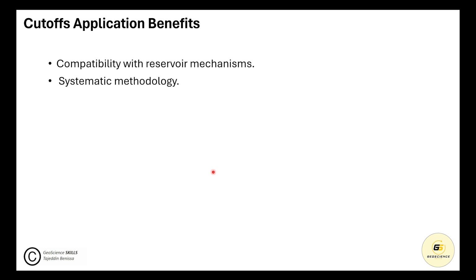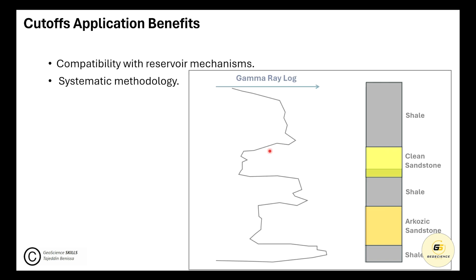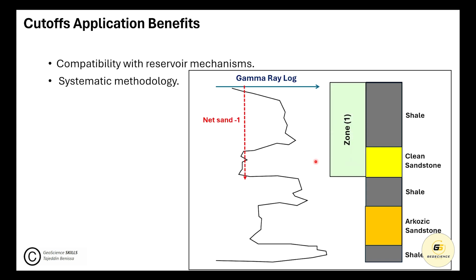Systematic methodology. Cutoff is a systematic methodology. It depends on the nature and complexity of the reservoir for evaluation of hydrocarbon in place and estimation of ultimate hydrocarbon recovery. Sometimes in a significantly heterogeneous reservoir, we may apply different cutoff scenarios, such as lithology cutoff, to produce net sand for different reservoir intervals, or the same reservoir interval but at different wells.